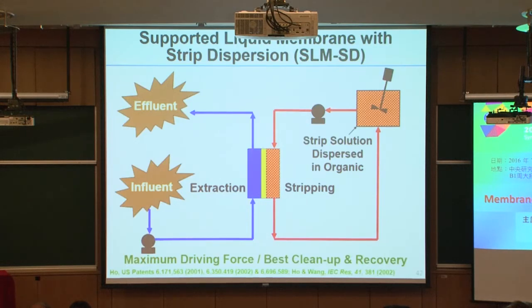So what we did is, we dispersed our strip solution in the continuous organic membrane solution, and under the mixing and the flow, they stay as a dispersion. With this dispersion, we have a constant supply of organic solution to the porous structure. So that's how we stabilized this membrane.